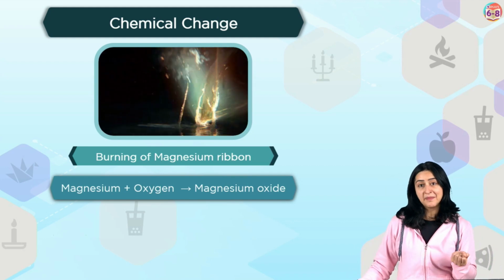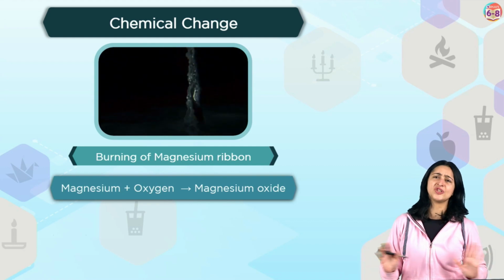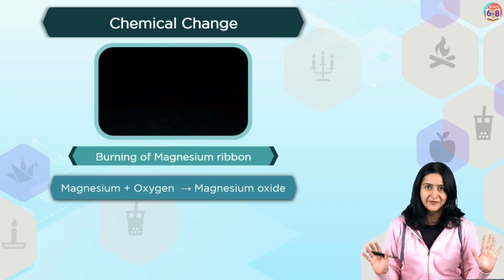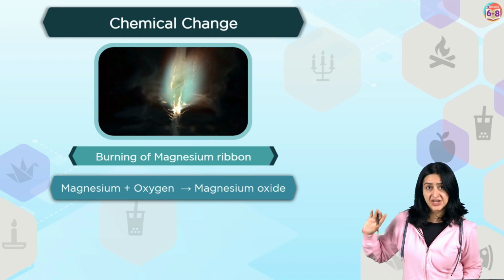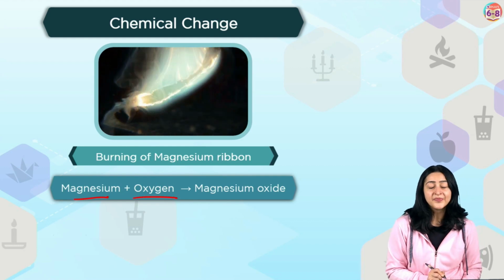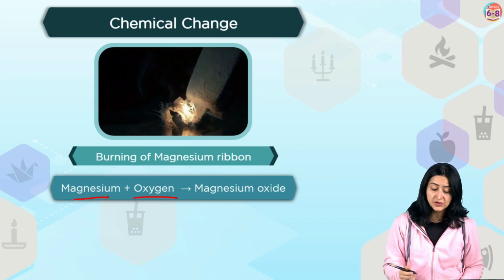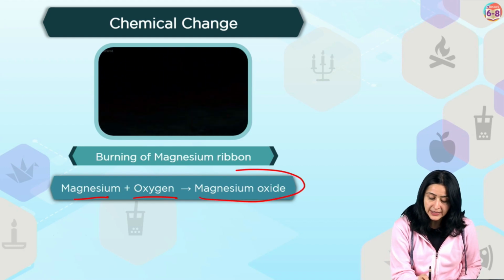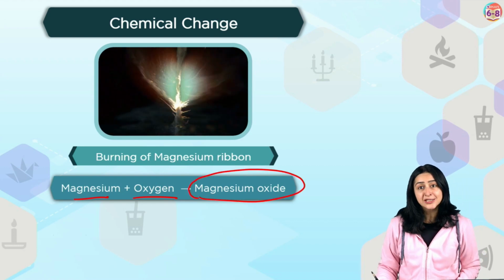Now, we know that burning basically takes place in the presence of oxygen. Without oxygen, you can't burn anything. This is the basic fact, right? Now, what do we have over here? We have magnesium ribbon, which is basically magnesium plus oxygen, and this basically reacts, it burns in the presence of oxygen, and it gives us a completely new product, which is magnesium oxide.